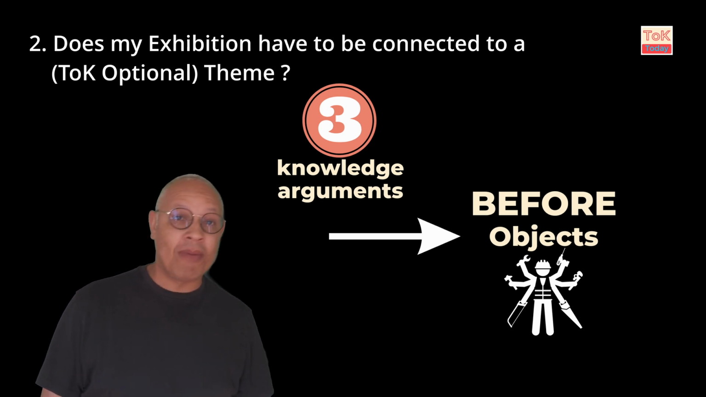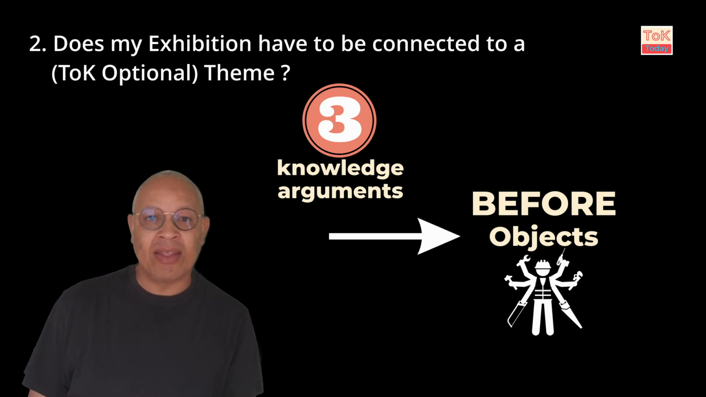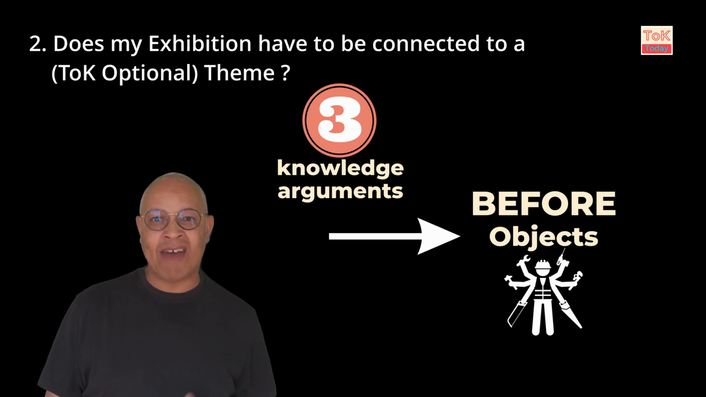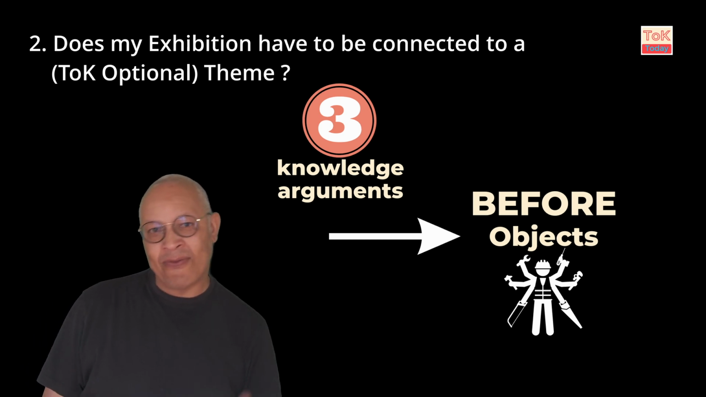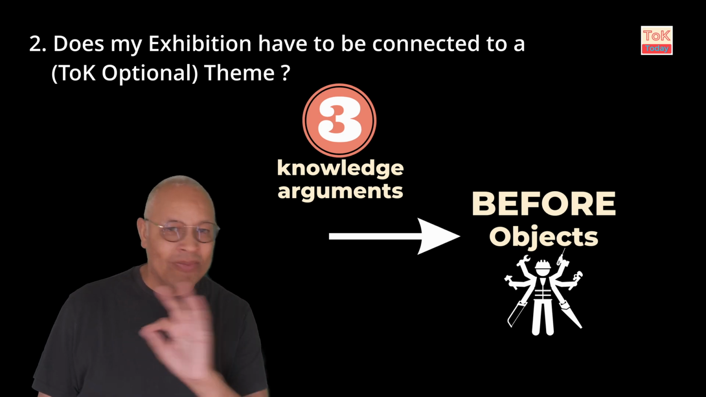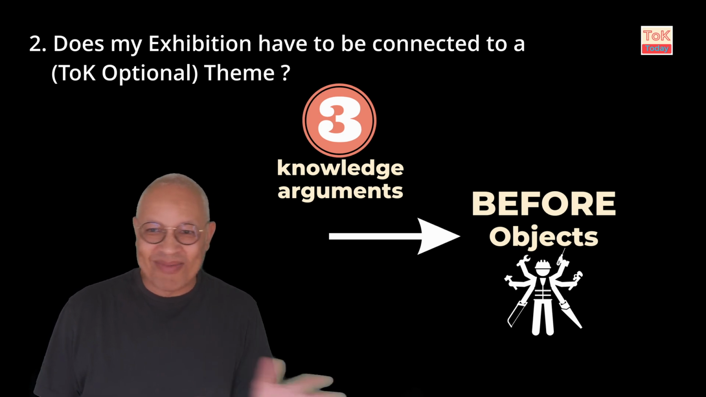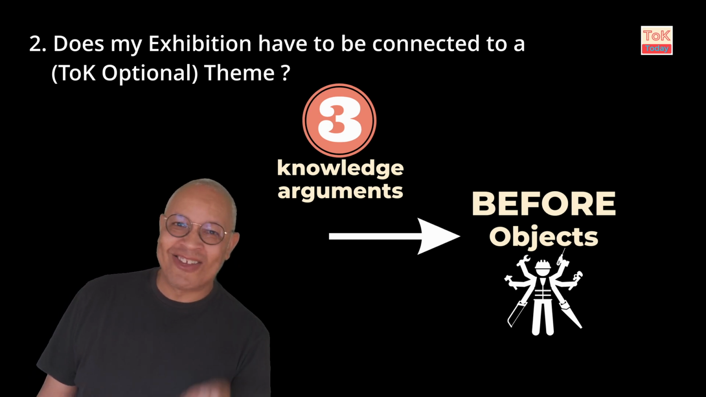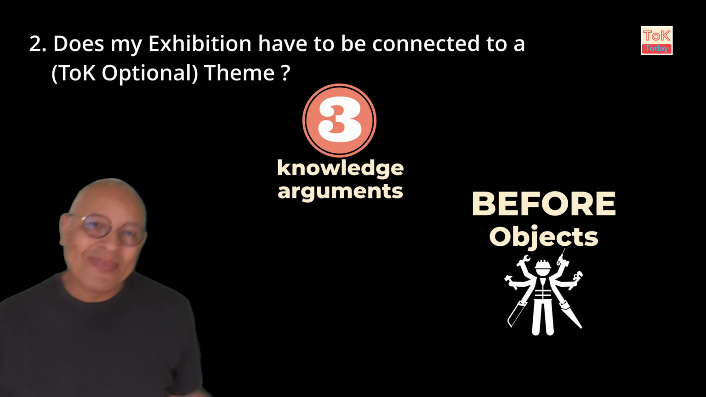If you want to know more about this, check out all of the ToK exhibition content that I have on ToK Today. I've been saying right from the beginning of this assessment that you need three different knowledge arguments. In some ways, the objects are immaterial. If you can have an immaterial object. The objects don't really matter. It's the knowledge arguments that you draw out from them. Okay, on to the next question.